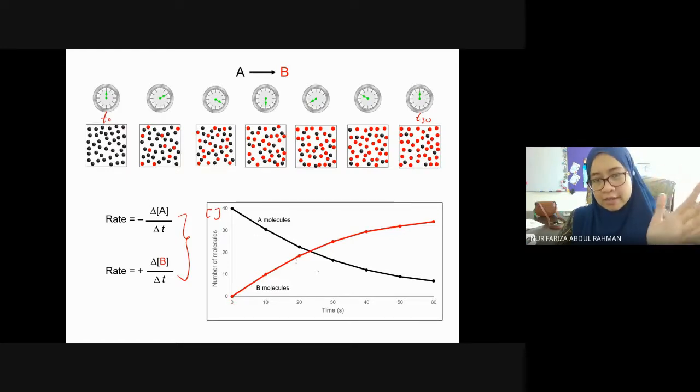After the reaction progresses, as you can see, the concentration of A, or the number of molecules of A, is now decreasing. Why is it decreasing? Because it is being converted into product. That's why it's decreasing. And as for B, you can see the concentration of B increasing. Why? The concentration starts to increase because A is now being converted into B.